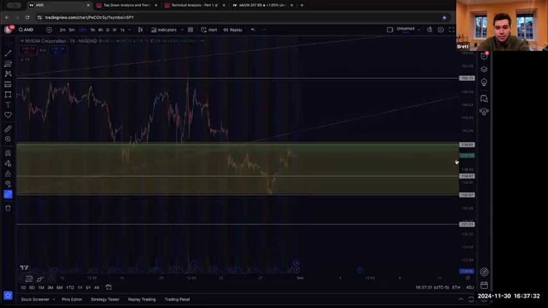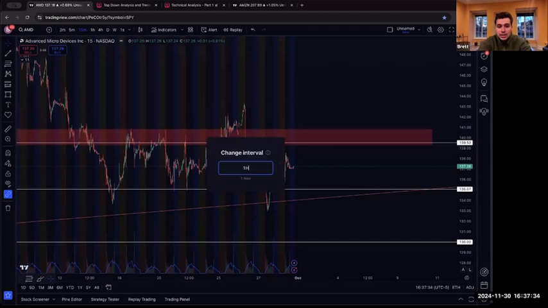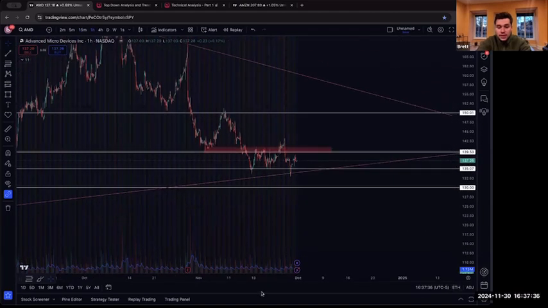Same thing with AMD. AMD's been really weak as well. It needs to reclaim that 140 level. If it does, that's where you're going to have the upside come in.